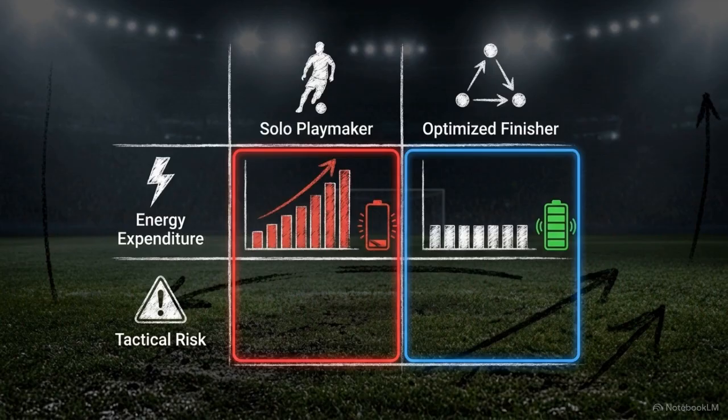Look at the left column. Archetype A requires a massive anaerobic energy cost, carrying the ball over 50 yards while absorbing constant physical contact from defenders drains the legs incredibly fast. On the right, Archetype B conserves that energy by operating almost entirely in the final third. They rely on their teammates to progress the ball up the pitch.